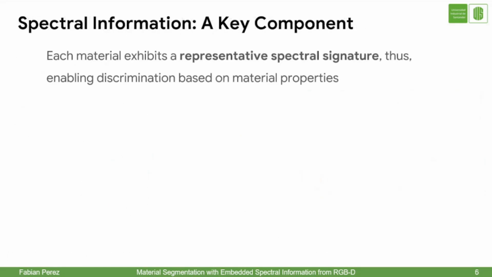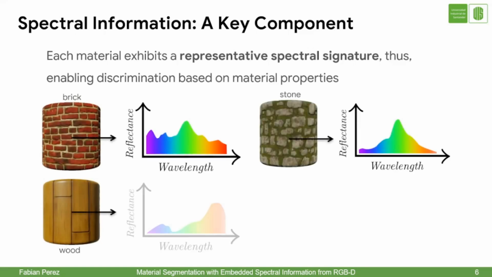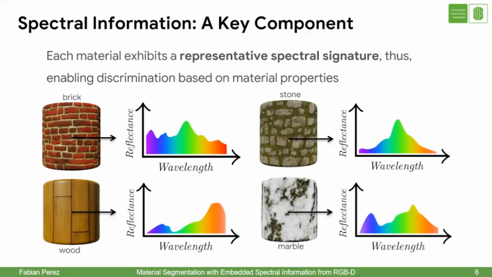To overcome these limitations, we introduce spectral information. Each material exhibits a representative spectral signature, which enables discrimination based on inherent properties. As shown here, different materials like brick, stone, wood, and marble have distinct spectral signatures.